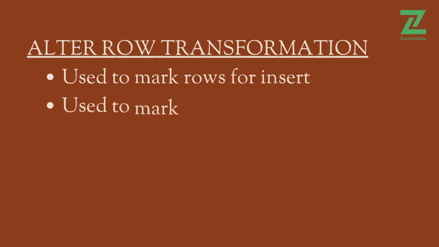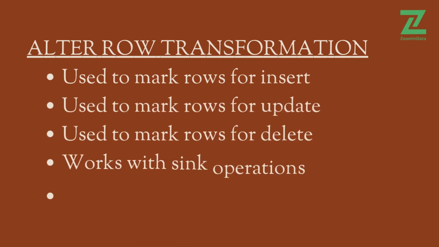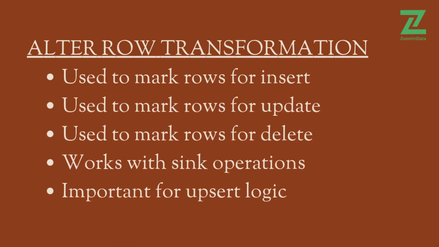Alter-row transformation is used to control how rows behave at the sink. It can mark rows for insert. It can also mark rows for update. It can even mark rows for delete. This transformation is very important for implementing upsert logic.